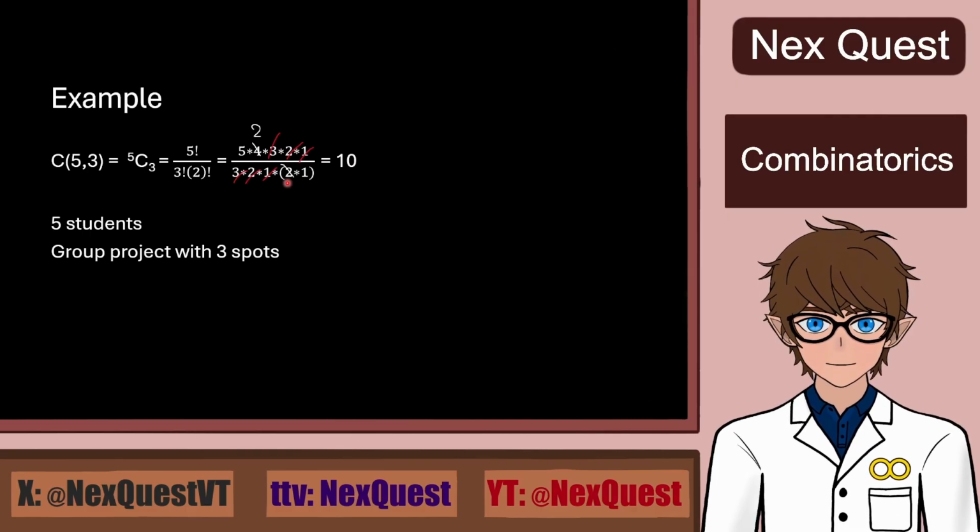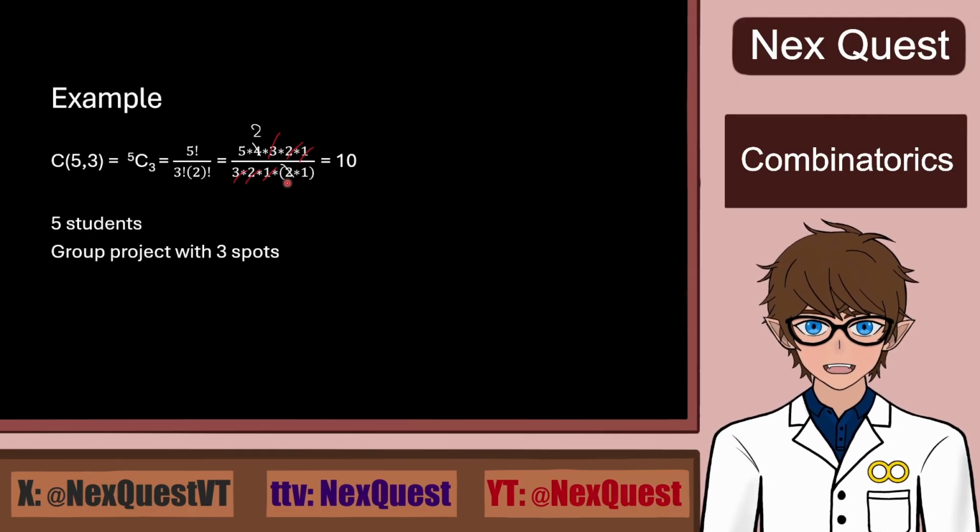So now we know we use combinations every time where only membership matters, not the order of members in the set.